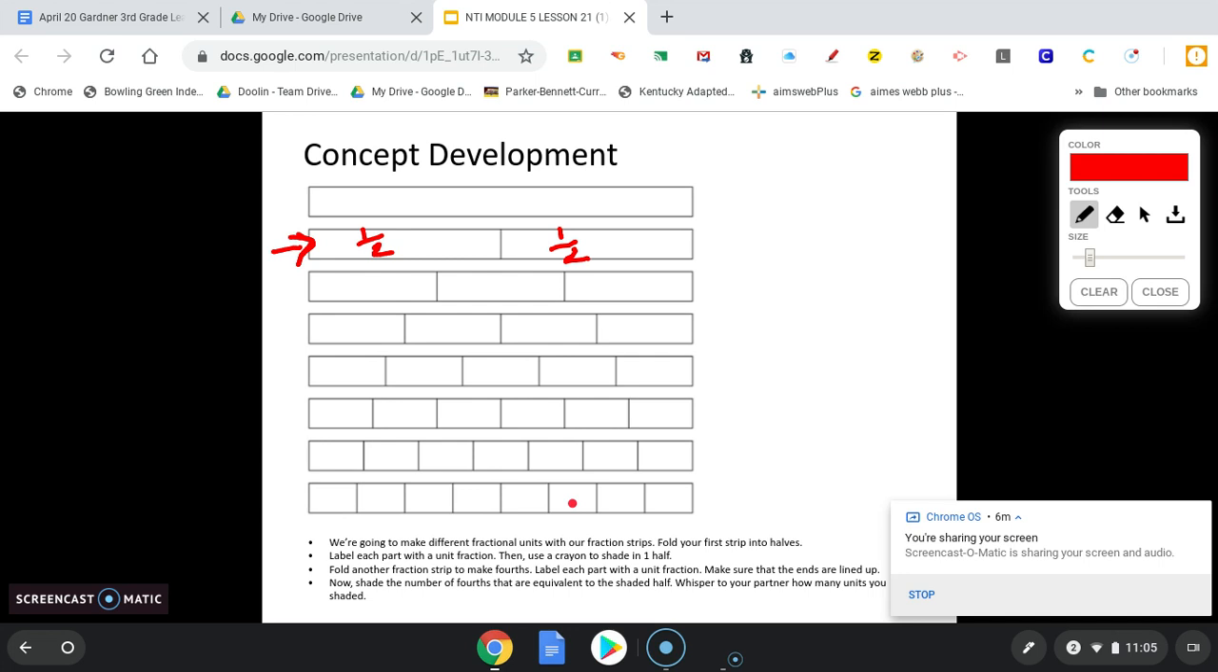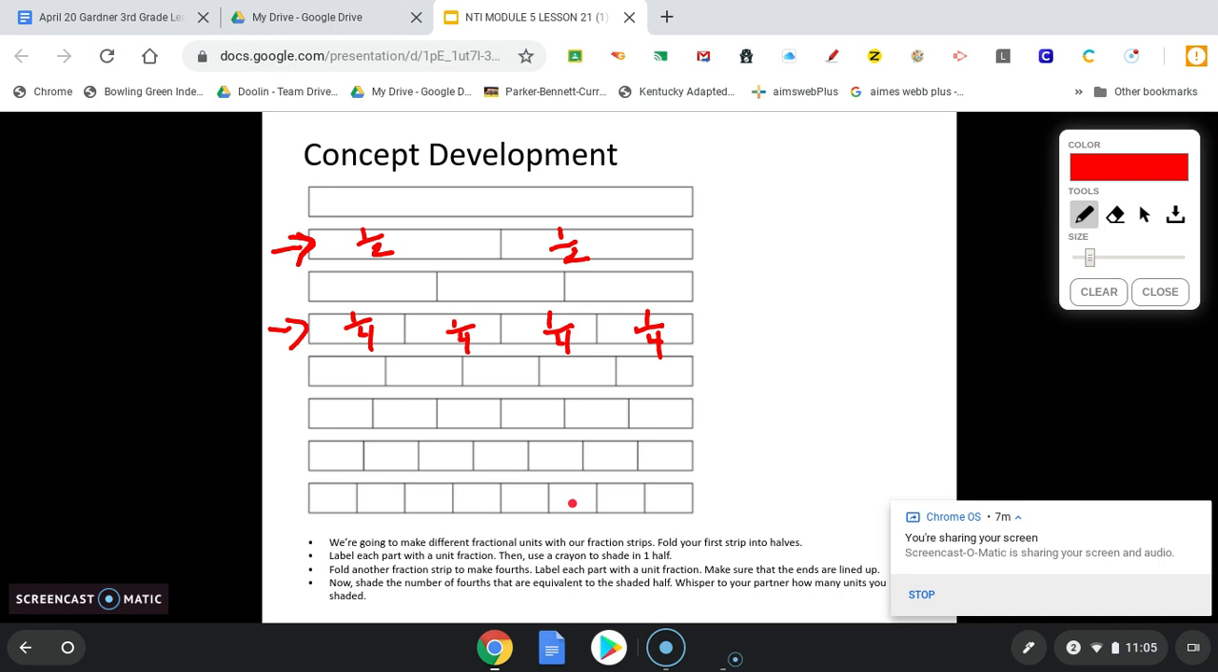Very good. Now I want you to find the fractional strip that shows fourths. So what would the fractional unit be for each part? If you have 4 equal parts, what would the unit fraction be? Excellent, 1/4. So label each one of those parts 1/4 because each of those is 1/4.